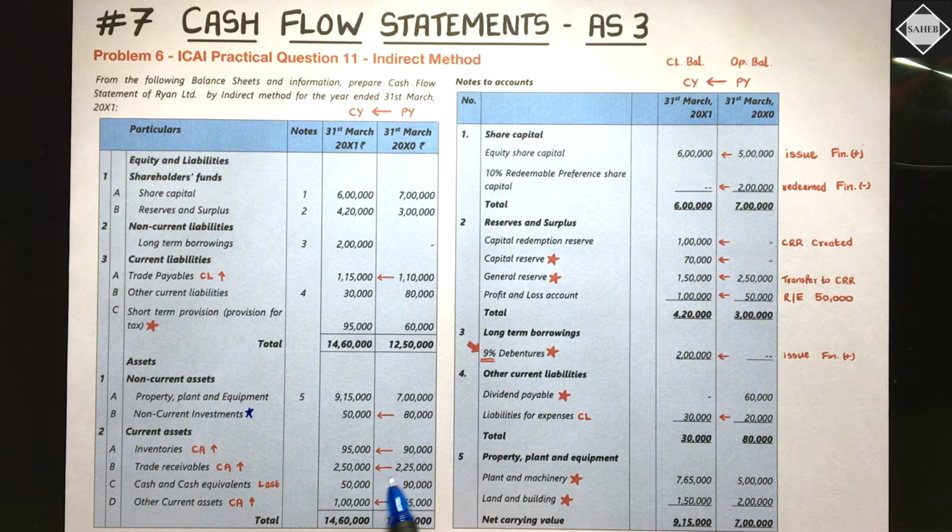How much increase has happened? 25,000. From 2,25,000 it has become 2,50,000. So 25,000 increase, you have to subtract 25,000 in working capital changes. Next you have cash and cash equivalents, opening and closing balance, which will be the last two items.